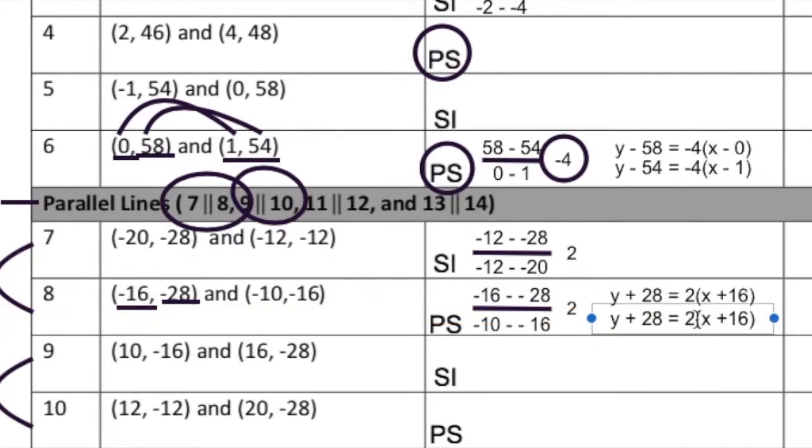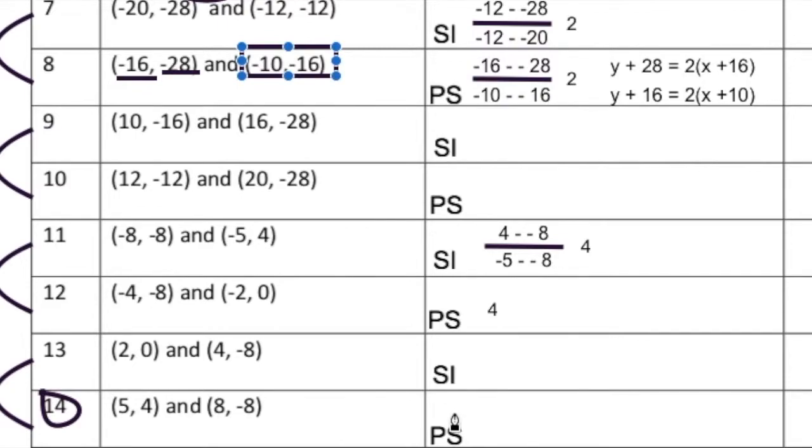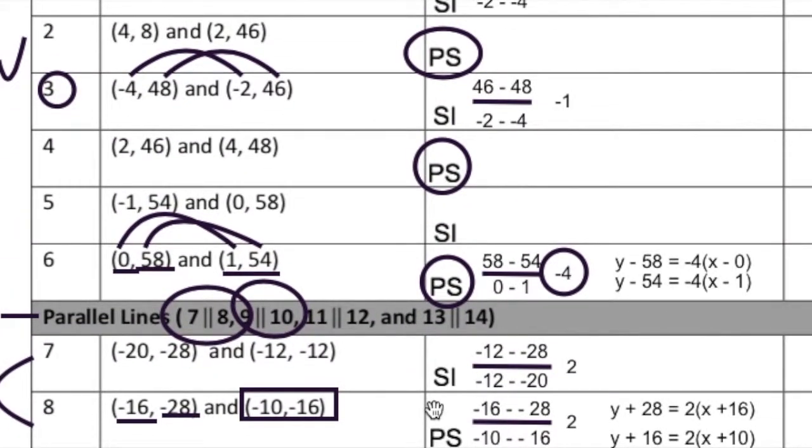I'm just letting you know right here on line number 8 that you could also write y plus 16 equals 2 parentheses x plus 10 if you used this ordered pair for your point slope. Okay, so there's a couple of different equations that I want you to write in point slope form, and that's what I would do next if I were doing this project.